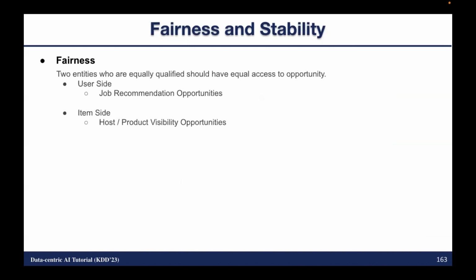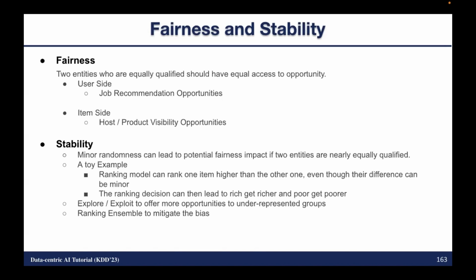Fundamentally, in a ranking system, when we talk about fairness, it's mainly about two entities who have equal capability. They are supposed to have equal access to the opportunity as well. From the user perspective, if two similar users are looking for jobs, they're supposed to get a similar job recommendation opportunity. And from the item side, if two hosts or products are similar, they're supposed to get similar visibility. But this may not be the actual case in a real ranking system, because some minor randomness can cause big fairness impact, even if two entities are nearly the same.